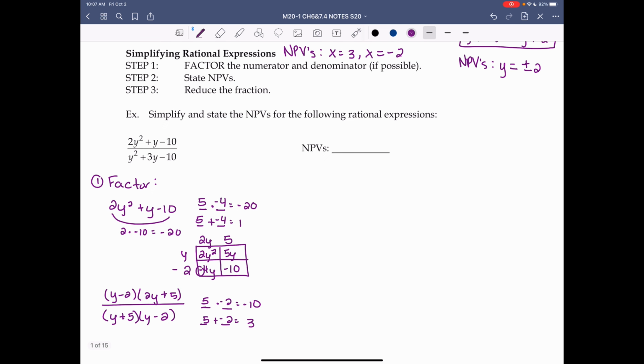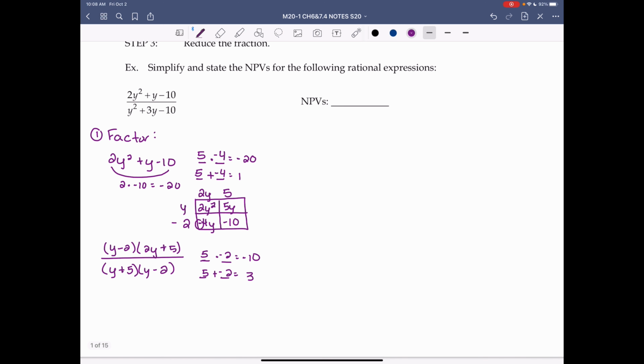Next step is to state our NPVs. Looking at the denominator, we have y plus 5 and y minus 2. We need to figure out what values of y would make those equal to 0, and then those values would be our NPVs. y plus 5 equals 0 when y equals negative 5, and y minus 2 equals 0 when y equals 2. So our NPVs are negative 5 and 2.